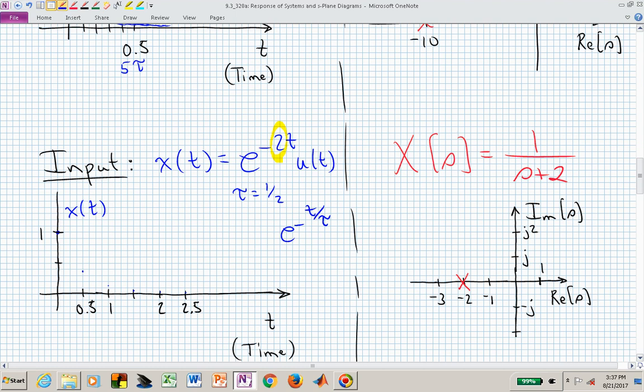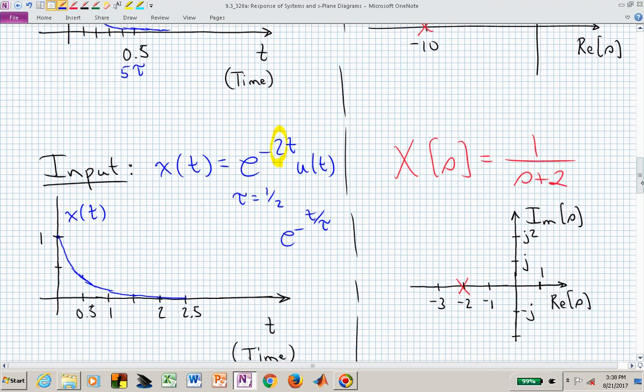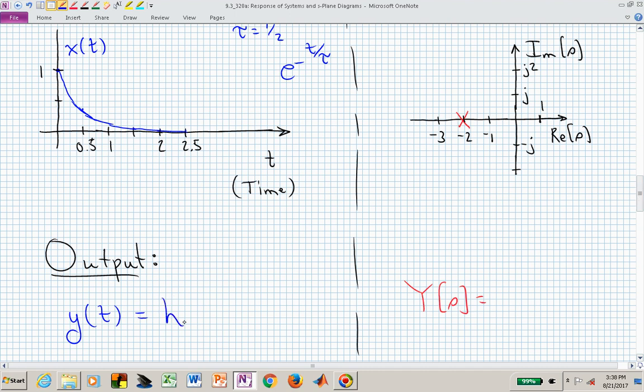So our input that we're exciting our system with will be this exponentially decaying waveform, not an impulse, and we want to know what happens to the output of our system when we excite it with this exponential. If we hit our system with an impulse, this is what it would look like. So now we're wanting to basically convolve x of t with h of t. So in the time domain, we have h of t convolved with x of t, and maybe you don't see what that looks like.